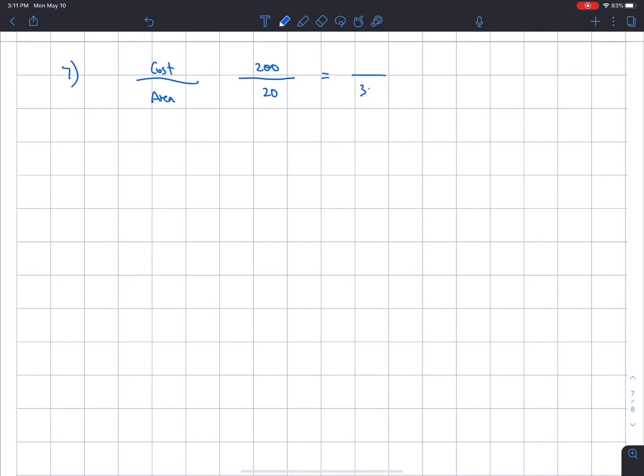So 5 times 7 is 35. We can let that cost be x. Well, this one is easily simplified. 200 divided by 20 is just 10. And then I can just cross multiply to get x equals 350. So therefore, the cost will be $350.